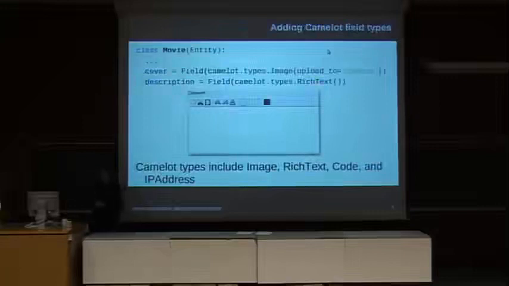When you define your model, you can also use some specific Camelot field types. Camelot field types actually extend the SQL Alchemy field types to provide some additional functionality. There is, for example, the image field type, which helps you to store the location of images in the database. And there is the rich text field type, which stores text as HTML in the database, but visualizes it to the user as a rich text component.